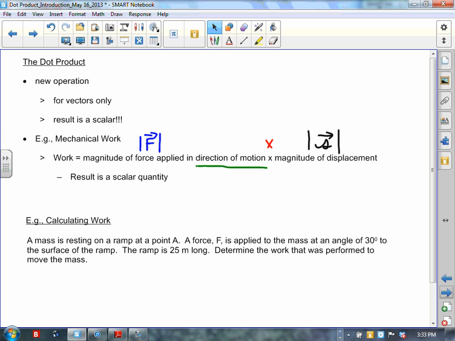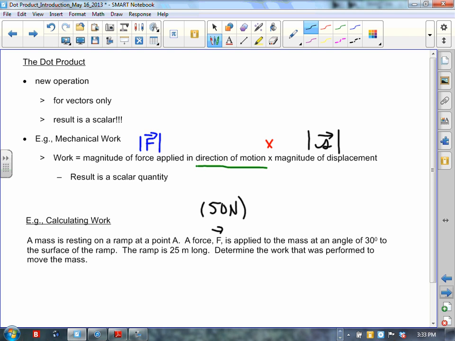So let's look at an example. We have a mass resting on a ramp at a particular point. We're going to take a force. Let's say the force is 50 newtons. Fair enough? A 50 Newton force is applied to the mass at an angle of 30 degrees, and that angle is with the surface of the ramp. The ramp is 25 meters long. Determine the work that was performed to move the mass.